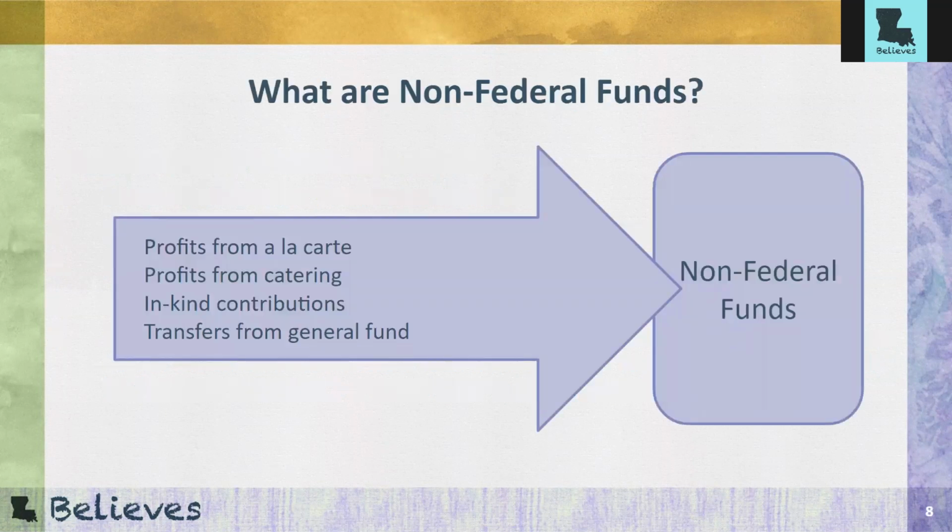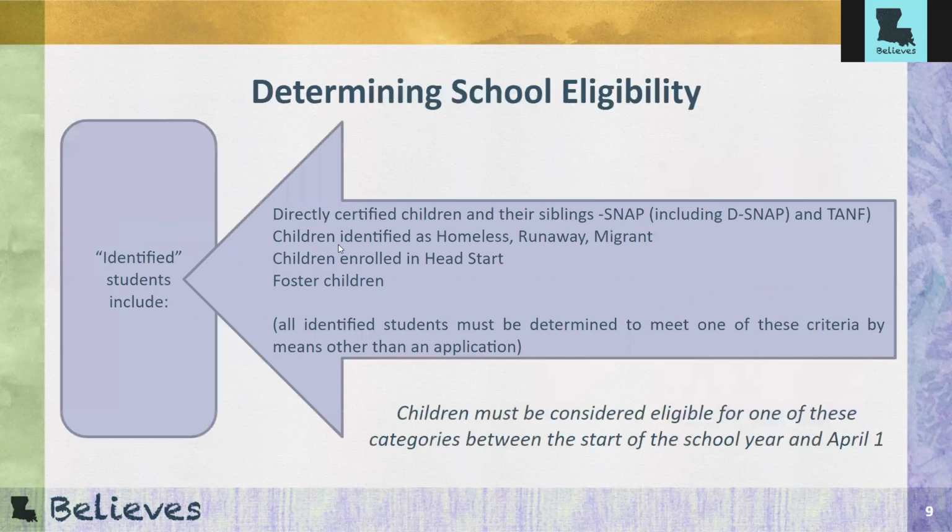So when we talk about non-federal funds and using those funds to help support our child nutrition programs when the reimbursement is not high enough, we're talking about profits from a la carte sales, profits from catering, any in-kind contributions, and then transfers from the general fund. And the majority of the non-federal funds that are used to support the child nutrition programs are the transfers from the general fund.